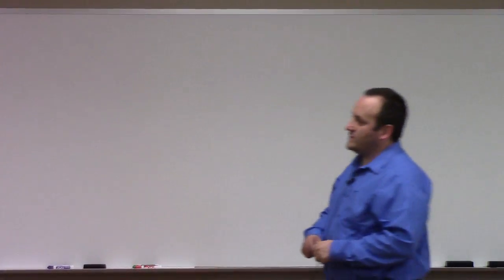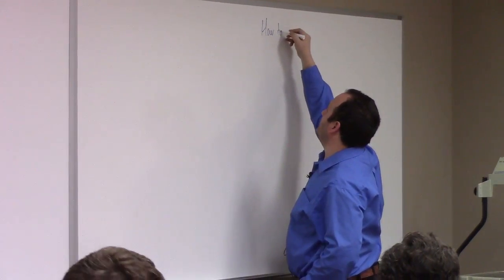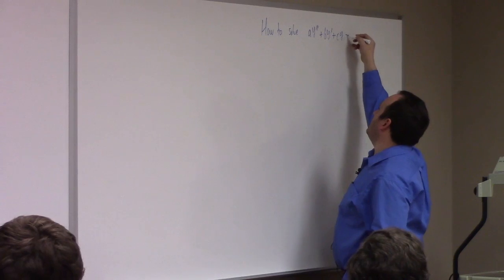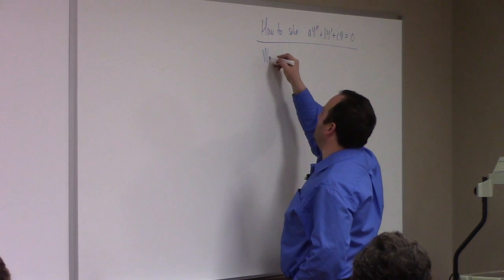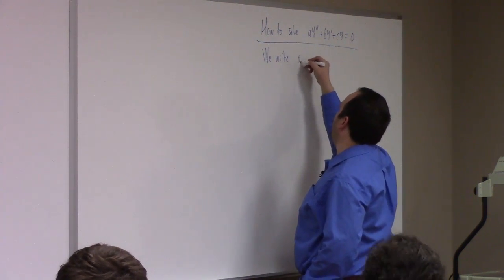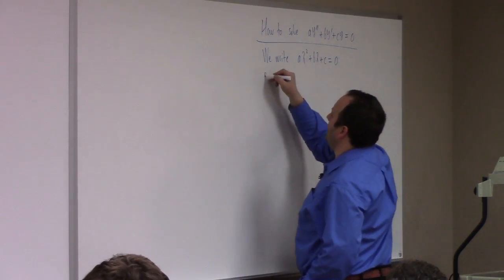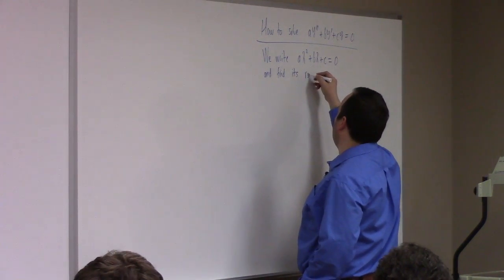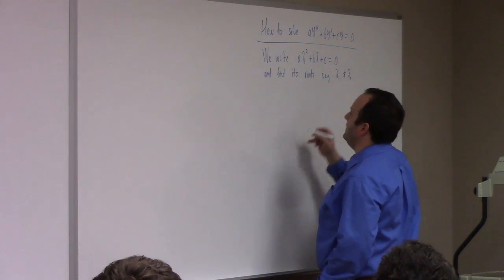What's the other case? So let's start making a compendium of results over here. So there's a big theorem, basically how to solve a y prime prime plus b y prime plus c y equals 0. So here's what we do. We write the characteristic equation and find its roots, say, lambda 1 and lambda 2. Then there are three cases.